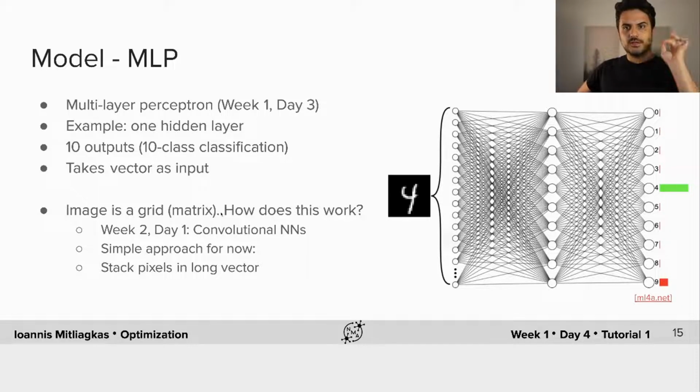I should give you a forward reference that you should look forward to week 2 and day 1, okay, where you're going to see the right way to do this using convolutional neural networks to use the full spatial information in your images. But our simple approach for now is we are going to take these 28 by 28 values, we're going to stack them in one long vector, okay? That is the simple approach we're going to use for now.